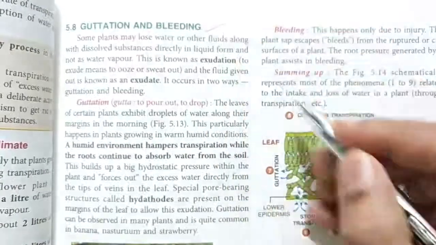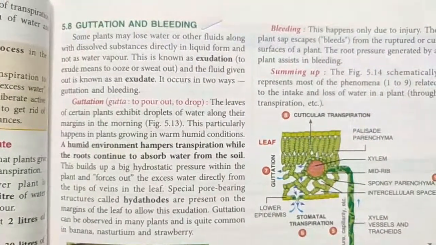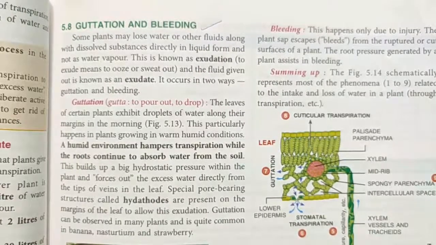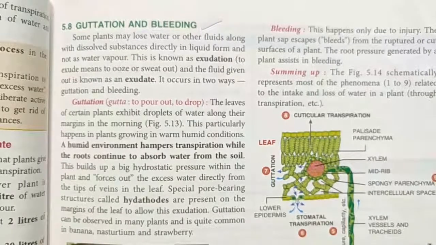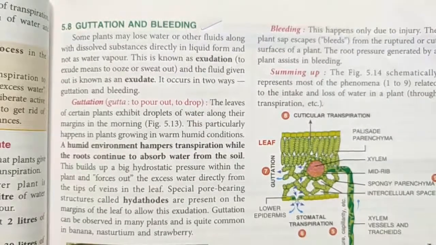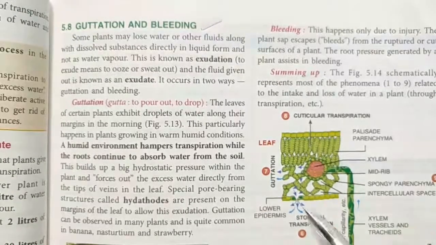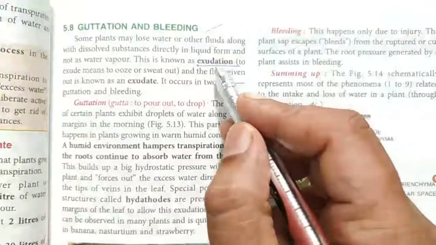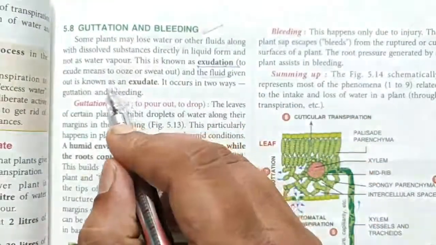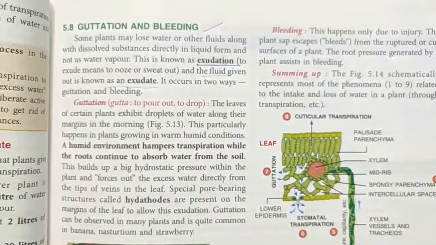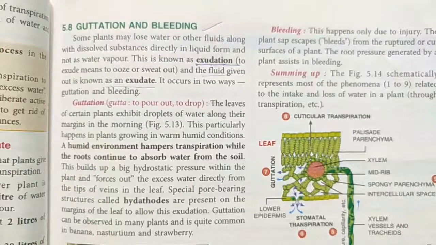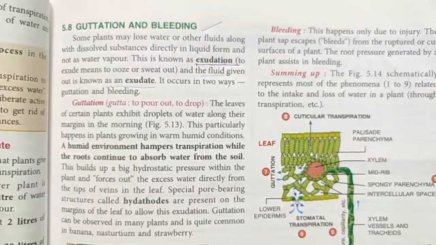One is guttation, one is bleeding. Now what is bleeding? Bleeding is basically just like a cut in a part of the plant. For example, when we get a cut in any part of our body, our blood comes out. Similarly, when the plant is cut from any portion, the sap of the plant comes out, and that is known as bleeding. So bleeding is basically exudation of sap. Exudation means oozing out, and the fluid given out is known as exudate. So bleeding is the oozing out of the cell content or the cell sap from the plant if there is any cut in the plant.